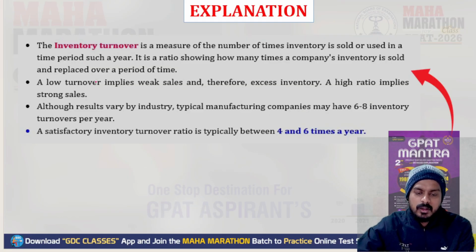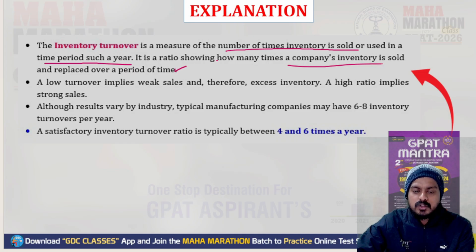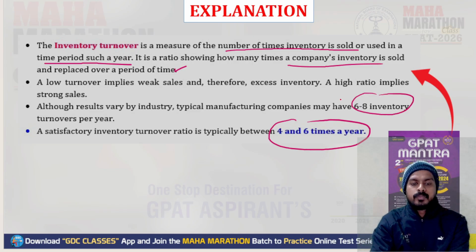Inventory turnover is a measure of the number of times inventory is sold or used in a time period, such as a year. It is a ratio showing how many times a company's inventory is sold and replaced over a period of time. If it is 4 to 6 times, it is satisfactory. Although results vary by industry, typically for a manufacturing company it is 6 to 8 inventory turnovers per year.